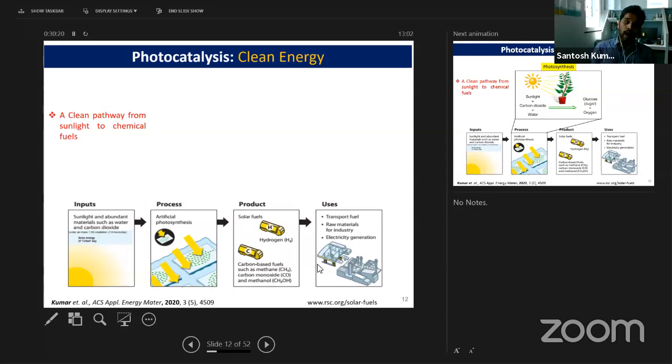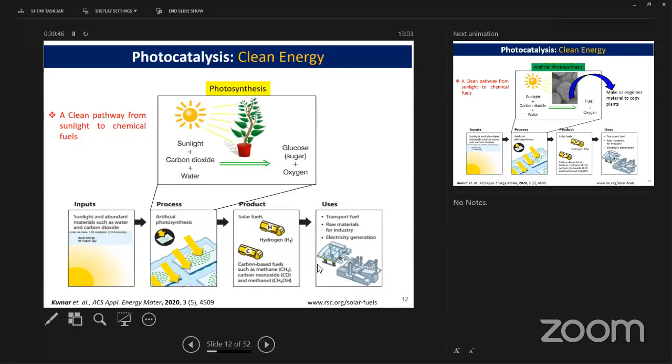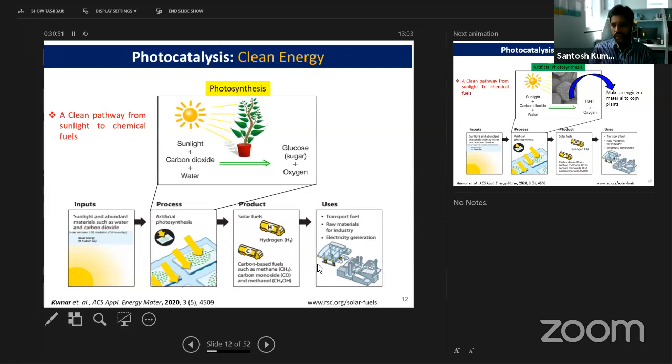So here I'm saying it's a clean pathway from sunlight to chemical fuels. The reason I'm saying is, look at the inputs required for this process: sunlight, abundant materials such as water and carbon dioxide. And it might be all biomass like algae or rice straw. And if you look at the process, it is very simple. It's basically we are copying our nature. Nature knows much before us.